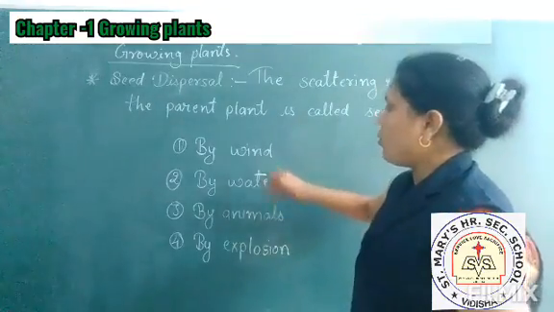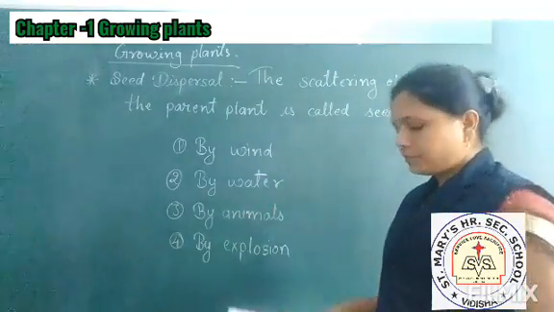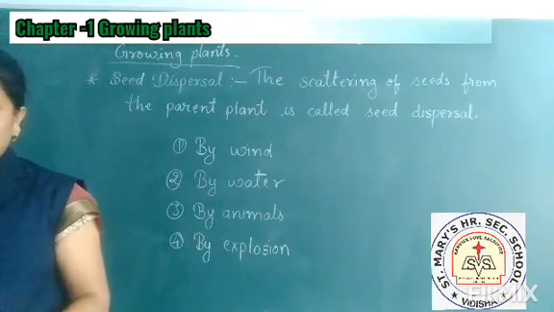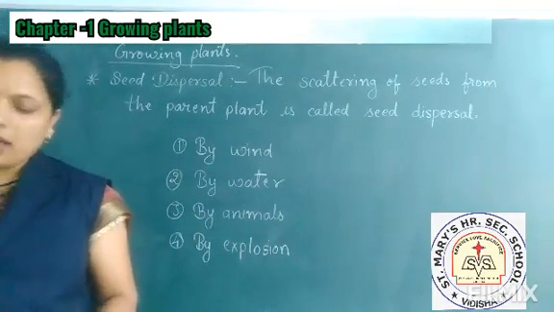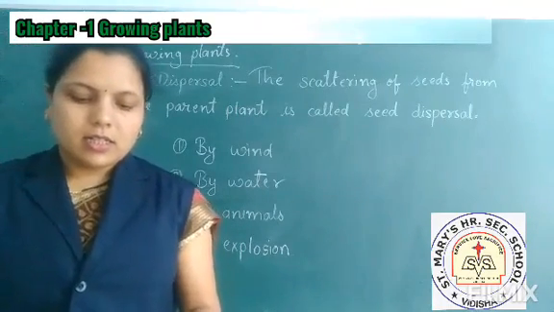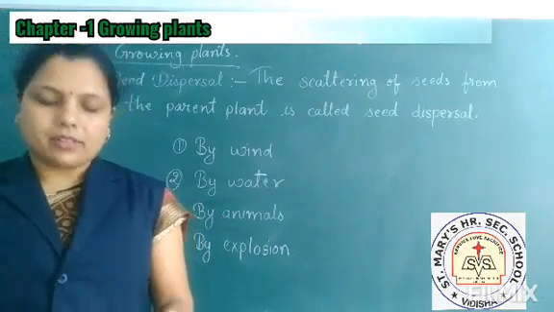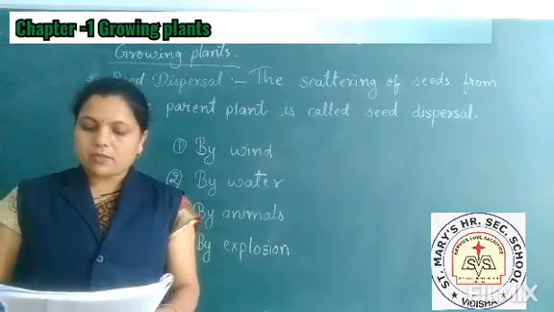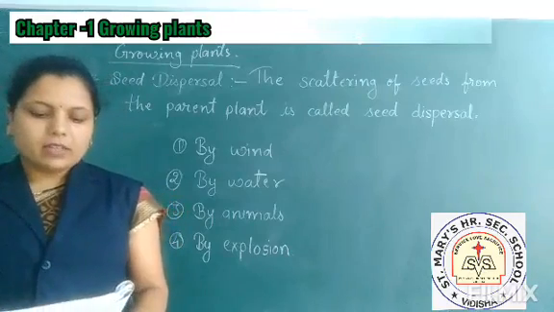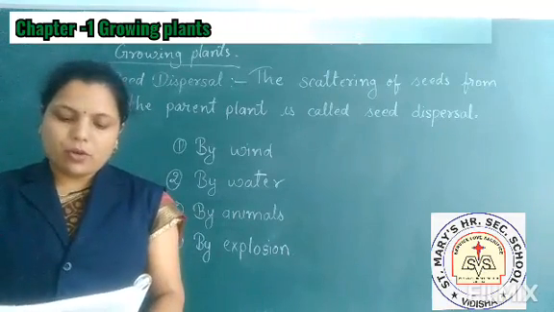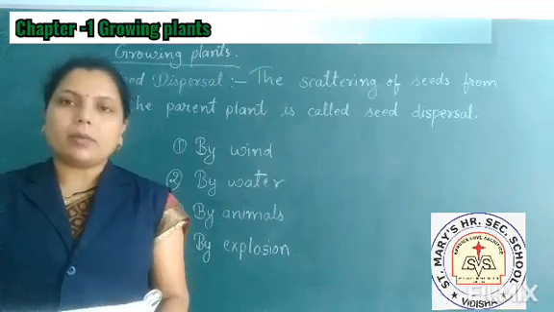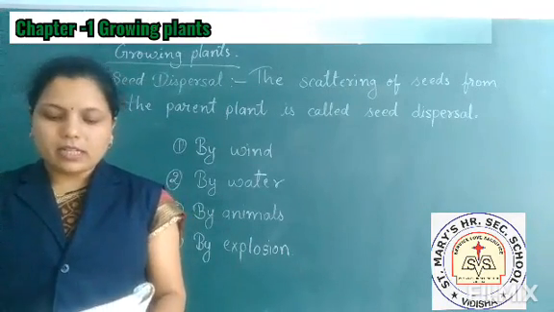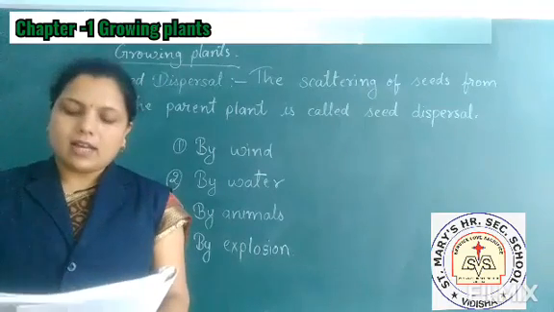Second is by water. Seeds of water plants and plants found near the water are dispersed by water. They have a spongy or fibrous covering that helps them to float on water and be carried away to far off places. Coconut trees grow in coastal areas.